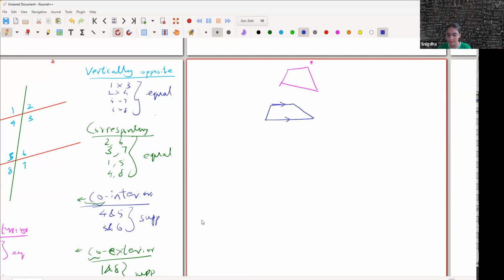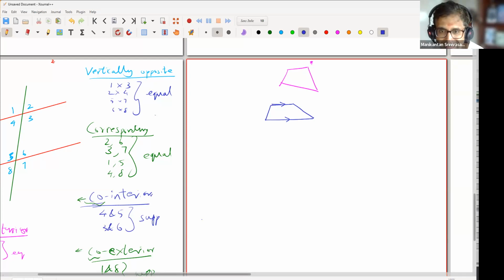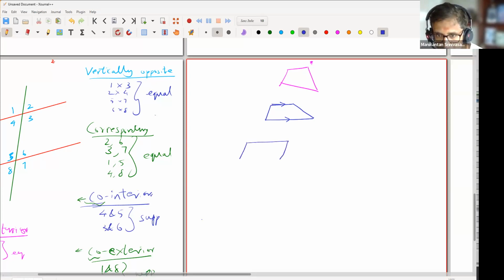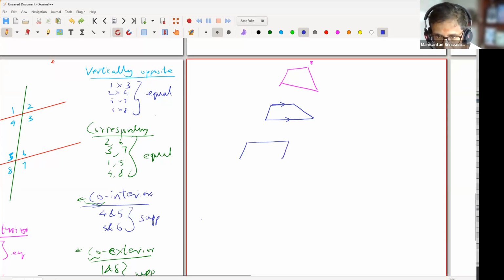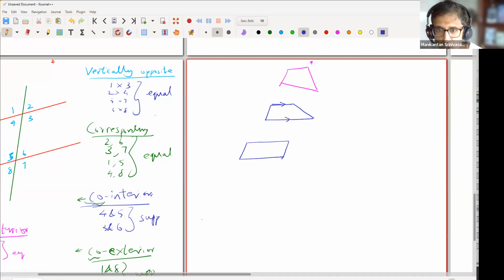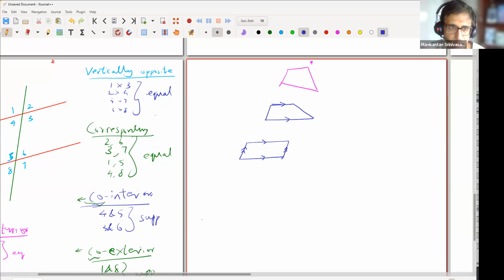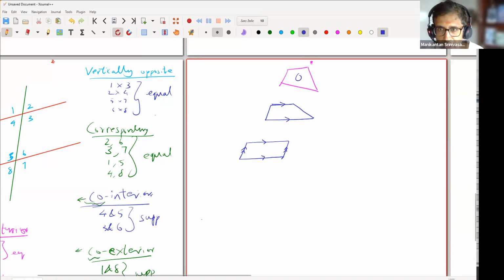Okay. So is a parallelogram a trapezium then? Yes. Correct. A parallelogram is a trapezium. It's a special trapezium where the other pair also happens to be parallel. In a trapezium, we said one pair should be parallel. We did not say the other pair should not be parallel, right? If it also happens to be parallel, then it becomes even more special. That's called a parallelogram. So this is a quadrilateral, this is a trapezium, this is a parallelogram.